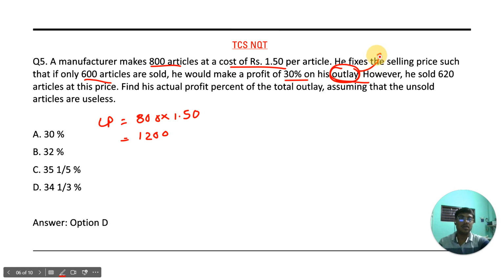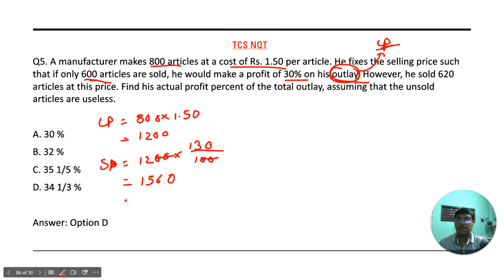So if you know that outlay means the investment, you can say, or the cost price here in this context. So outlay refers to the cost price, and over the cost price he makes a 30% profit by selling 600 articles. Okay, so we can calculate the selling price. So selling price equal to cost price into 30% profit. Okay, so two zeros cancelled, zero at last. 12 threes are 36, 3 in hand, 12, 12 3, 15, 1560 is the selling price.